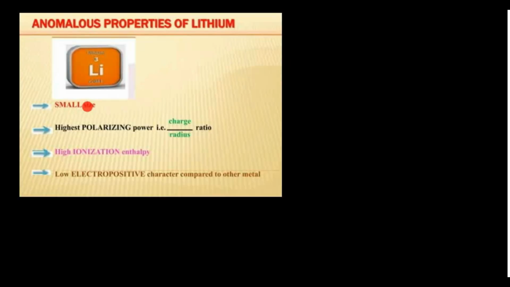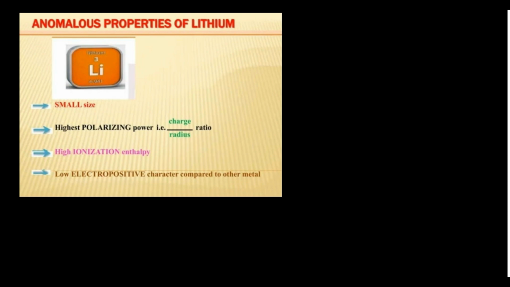Anomalous behavior of lithium. First of all, it is very small in size, so its polarizing power, that means charge by radius ratio, is very high, and its ionization enthalpy is very high. That's why it forms covalent compounds but not ionic compounds. Electropositivity is very low, that means it is less metallic when compared to sodium, potassium and others.